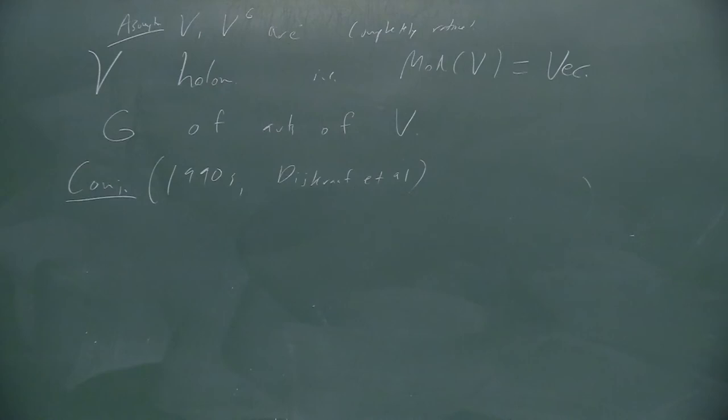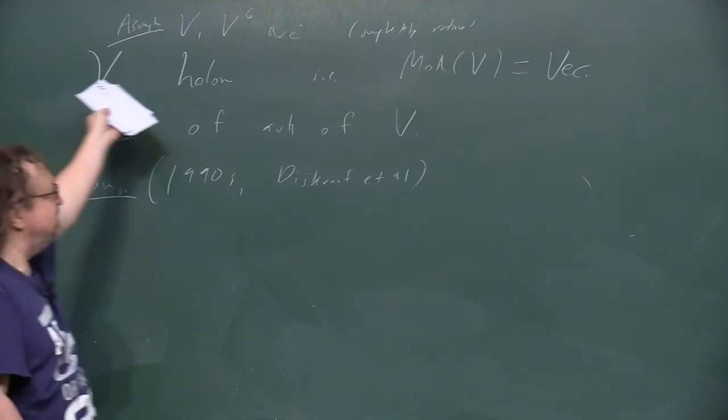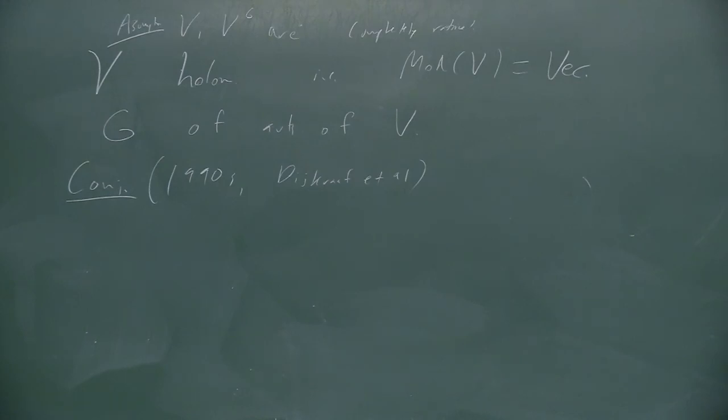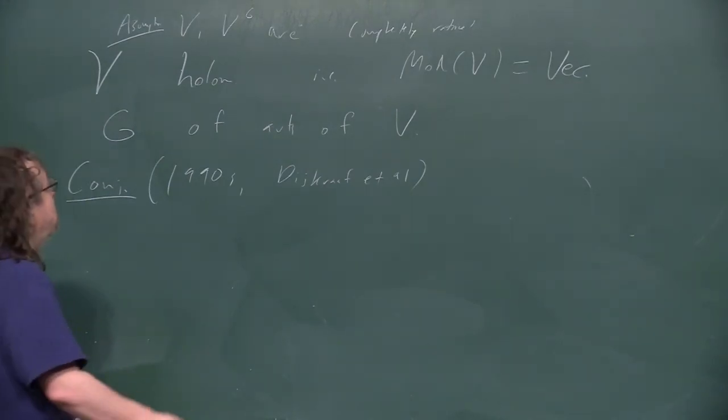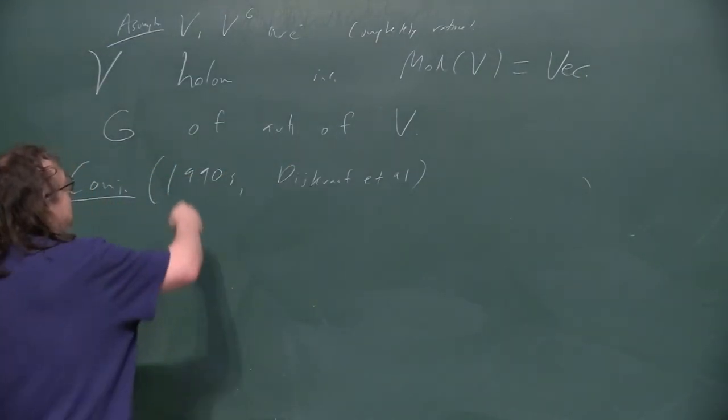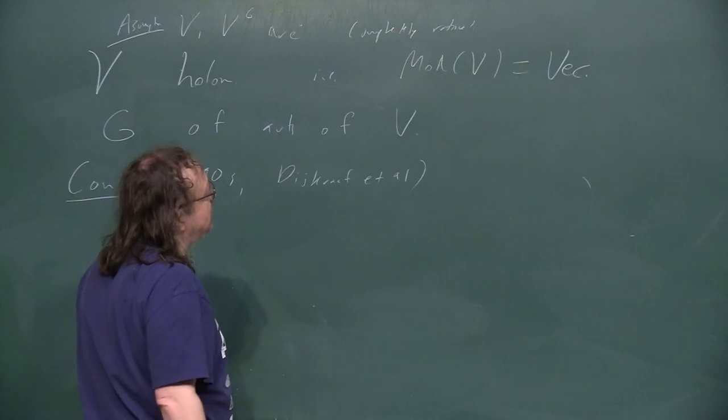And so take it as an assumption for now. We're moving pretty quickly toward a proof of this, I think, in the VOA setting. But in conformal nets, it's already a theorem. But just assume it for now. So we're assuming that V and V^G are completely rational.